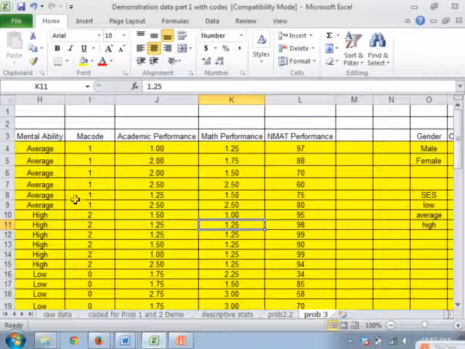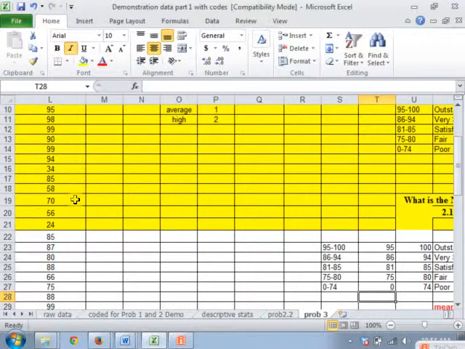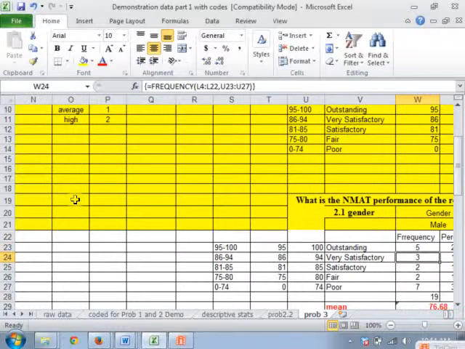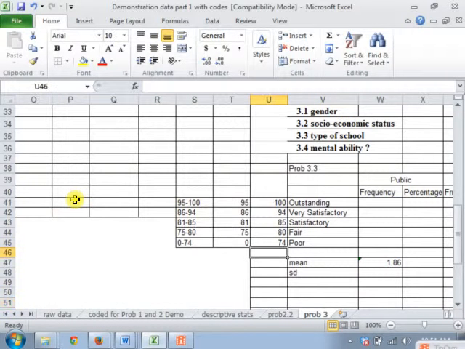So some of you may ask why this is a variable. You already established that in your conceptual framework, that these are the variables you wanted to look into to see if they influence your NMAT performance. Which means I need to change all this. What is outstanding in math performance? So what are the results? I'm going to change this. Exactly what is outstanding? What grade?